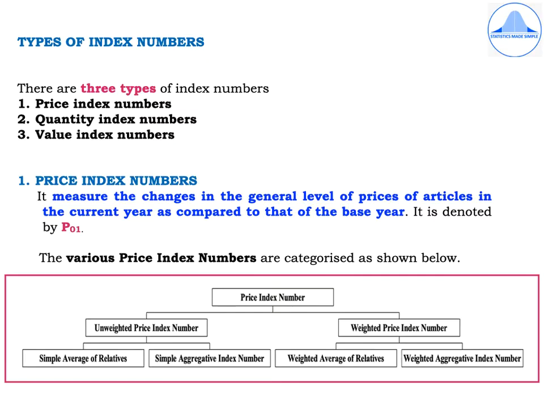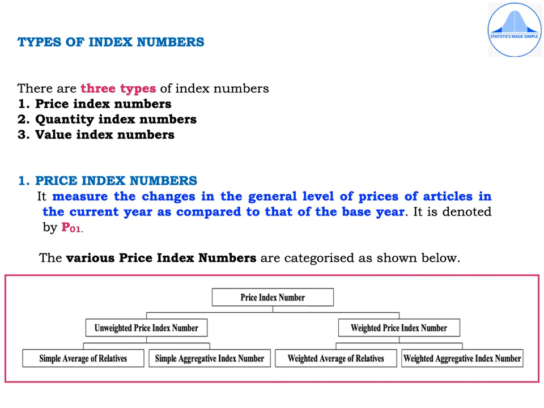They measure the changes in the general level of prices of articles in the current year as compared to that of the base year. And all price index numbers are denoted by P01. So you know that P stands for price, 0 is the base year, and 1 is the current year. So P01 means it is the price index number for the current year with respect to the base year.